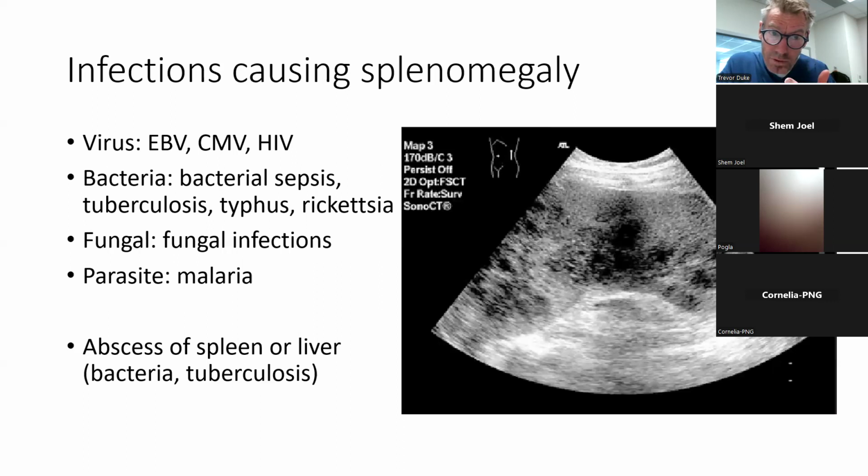malaria. In terms of infections, there are three main types. One is bacterial sepsis. So in a child who's got severe generalized sepsis, they can have a large spleen.